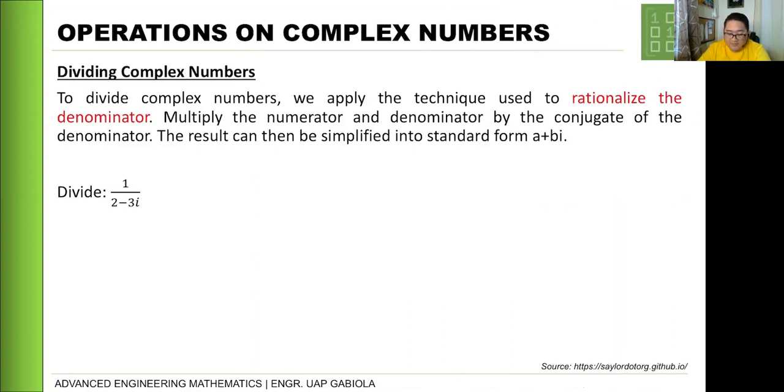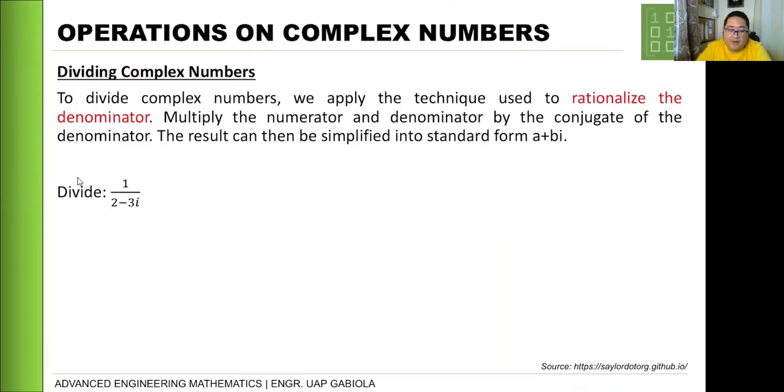Okay? So, to divide a complex number, we apply the technique used to rationalize yung ating denominator. And sa rationalization, ang ginagawa niyan is, yun nga, minumultiply natin ng conjugate number. And since alam na natin kung ano ibig sabihin ng complex conjugate, we can use that theory to apply dito sa division natin. We need daw to multiply the numerator and denominator by the conjugate of the denominator, and the result can be simplified into a standard form na a plus bi.